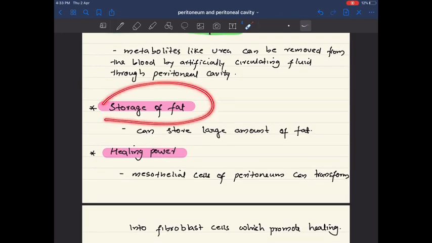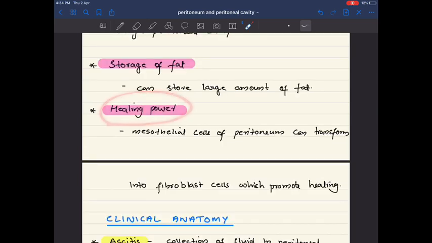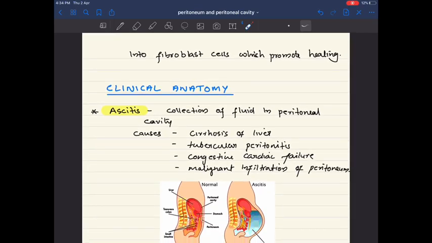The next function is storage of fat. A large amount of fat can be stored in the peritoneum. Next is healing power. The mesothelial cells I have discussed before can transform into fibroblast cells, and these fibroblast cells can help in healing. So now let's discuss the clinical anatomy.